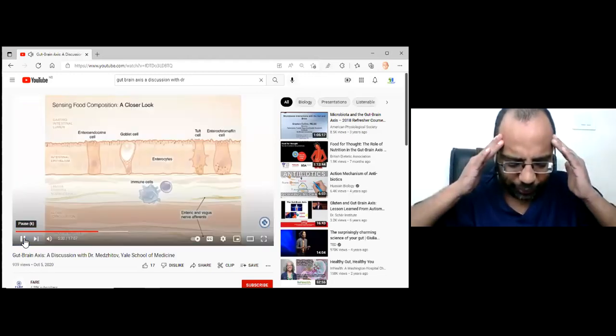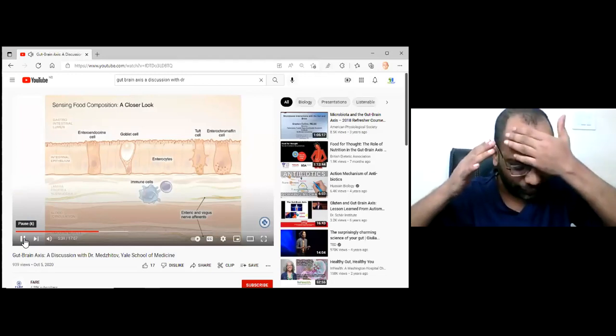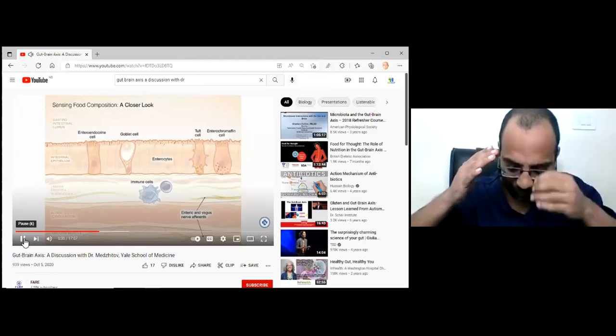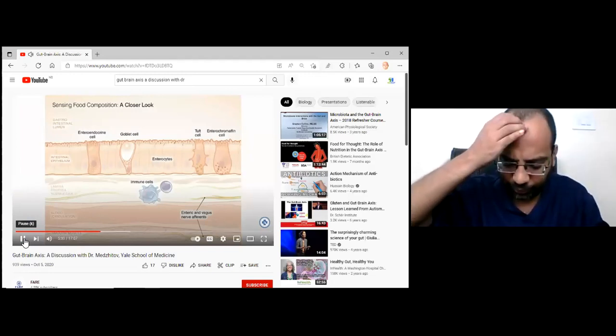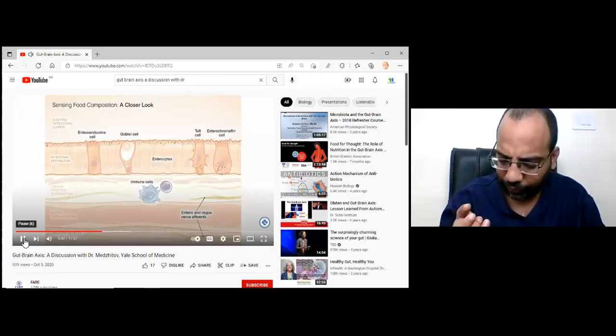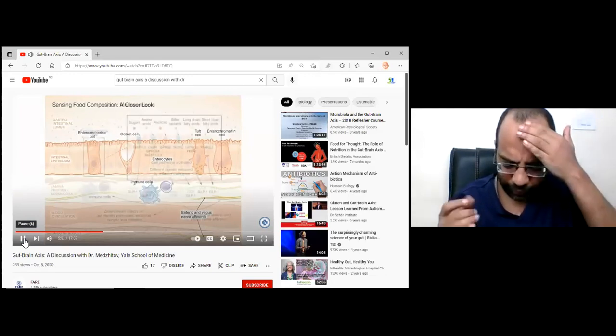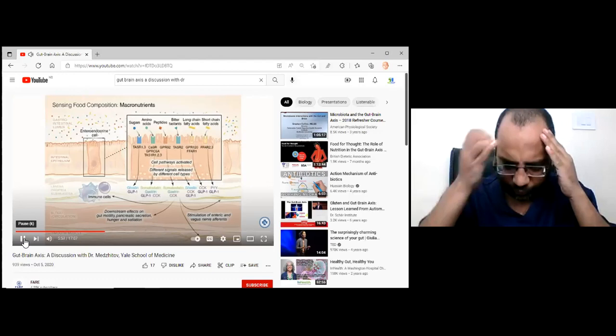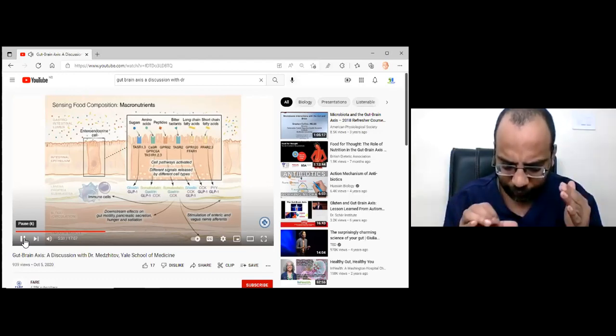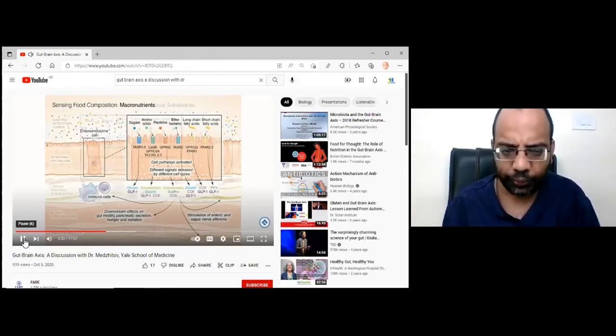So if we look closer at how the food is being sensed, there are these different types of sensory epithelial cells, including enteroendocrine cells, tuft cells, enterochromaffin cells, as well as, just below the epithelial layer, immune cells and various types of neurons that also monitor what's going on in the gut lumen. Enteroendocrine cells, again, detect macronutrients, amino acids, sugars, and so forth, and produce these gut hormones that communicate with the nervous system and endocrine system.